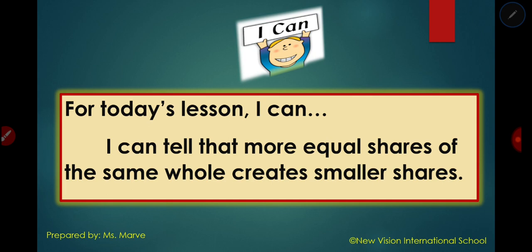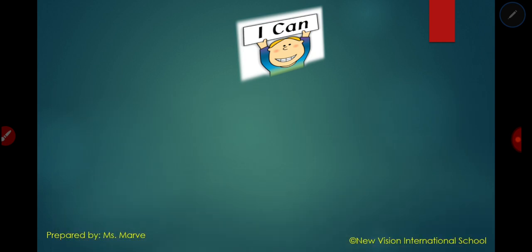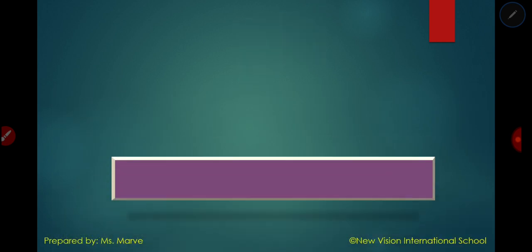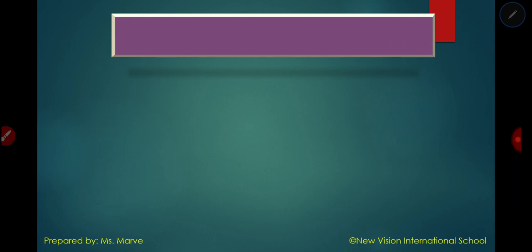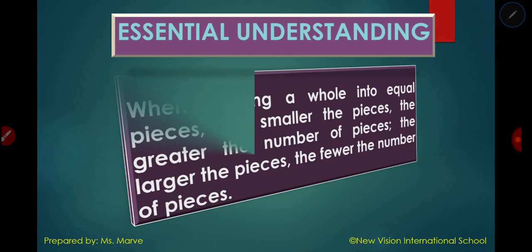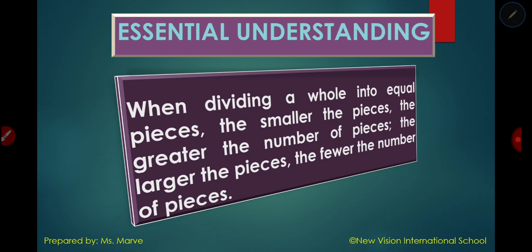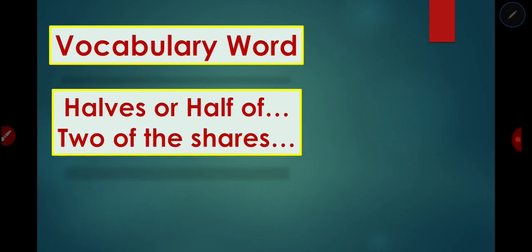Okay? And we also need to read and understand more of our essential understanding of the lesson. Remember that when dividing a whole into equal pieces, the smaller the pieces, the greater the number of pieces or parts. The larger the pieces, the fewer the number of parts. Understood? Okay. So, let's have here our new vocabulary words.